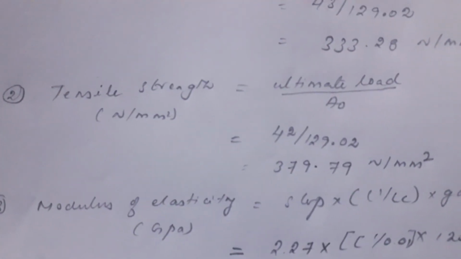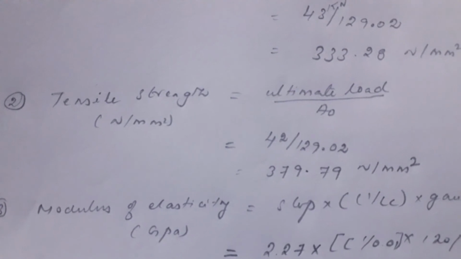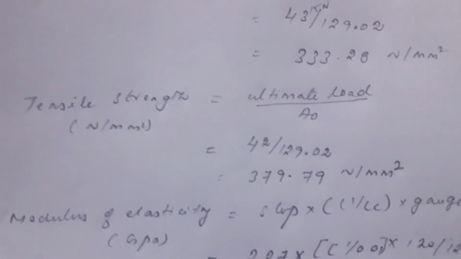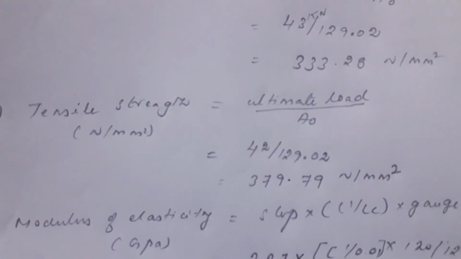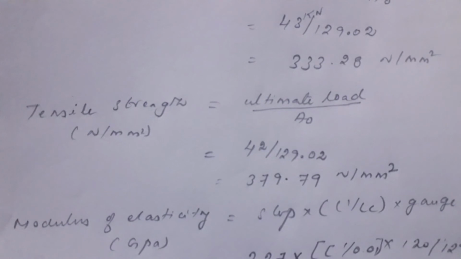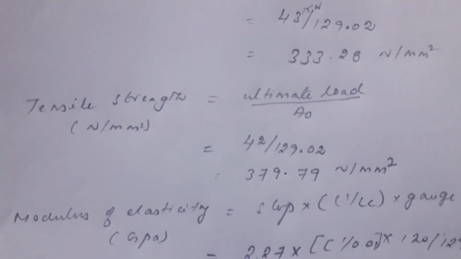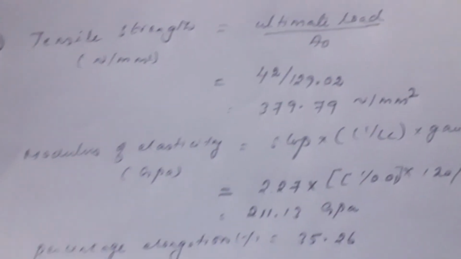Then tensile strength, this is very important. The unit is Newton per mm square. The formula is ultimate load by A0. This ultimate load is also found from the graph only, 42 kilonewton divided by 129.02. The answer is 379.79 Newton per mm square.